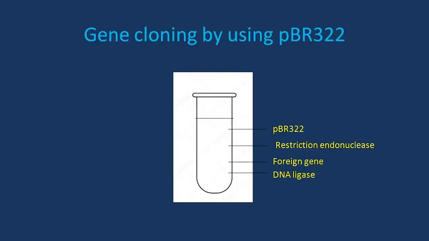In the procedure, we take, along with the buffer, pBR322, the restriction endonuclease that cuts inside the tetracycline resistance gene, the foreign gene and DNA ligase. Here, what happens is that some of the pBR322 take up the foreign gene, others will not. So we get two types of pBR322, those with the foreign gene and those without the gene.